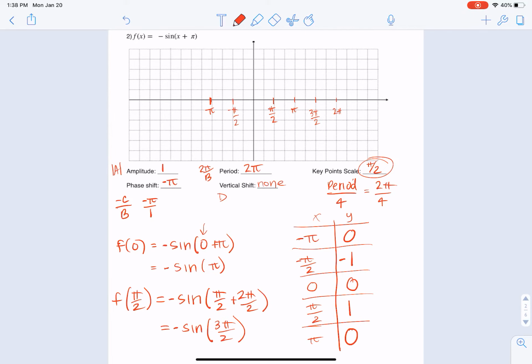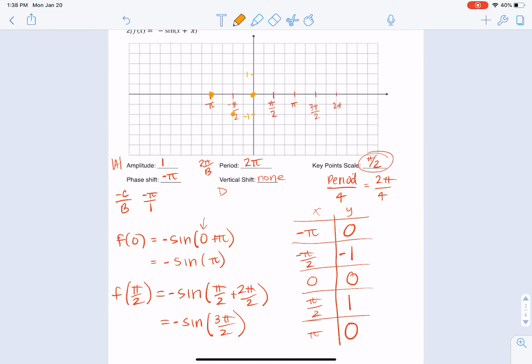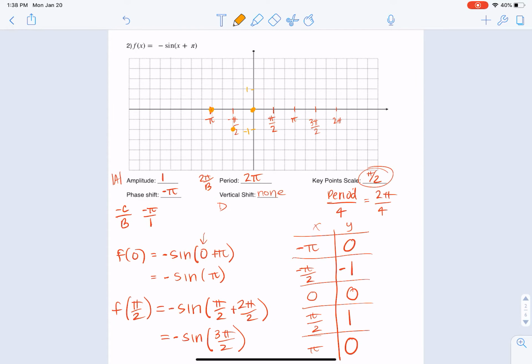And I say 2 pi because once I plug pi in for here, I'll have sine of 2 pi. So at -pi, let's graph this in a different color. I'm at 0. And at -pi over 2, let's call this -1, and let's call this +1. I'm down here at -1. And at 0, I'm at 0. And at pi over 2, I'm at +1. And at pi, I'm back here at 0.